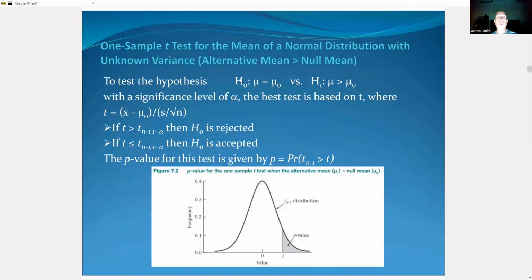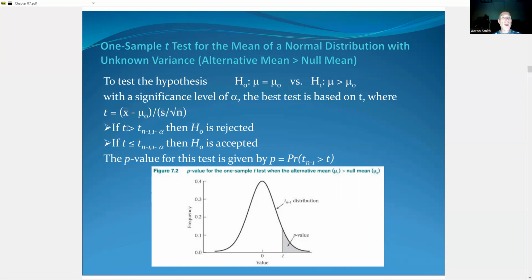All right, now the one sample t-test for the mean of a normal distribution with unknown variance. So the alternative is that the mean is greater than the null mean. We want to test whether the true population average is greater than some hypothesized value. Here the null hypothesis is that the population expected value is less than or equal to the hypothesized value. With a significance level of alpha, the best test is based on T, where T is x bar minus the hypothesized value, divided by s divided by square root n.